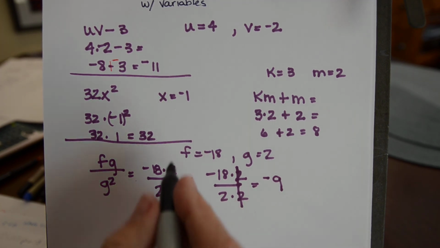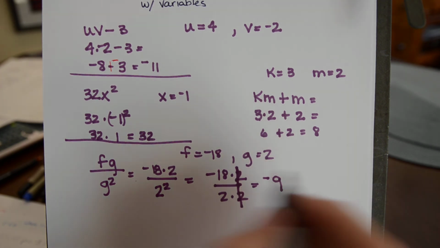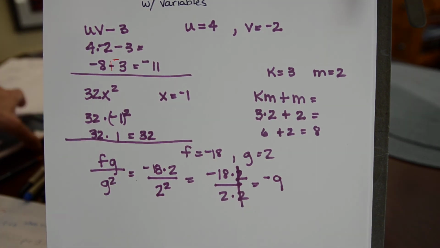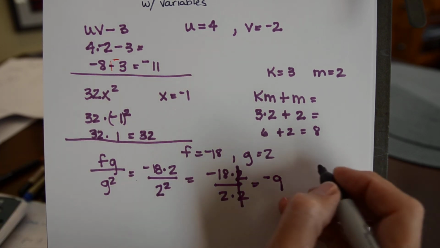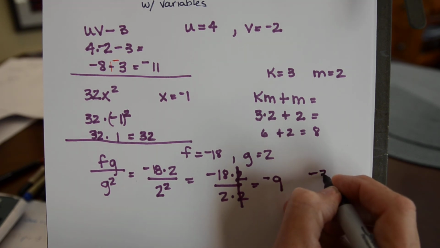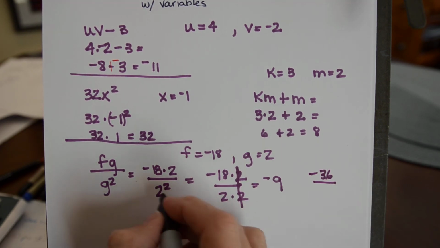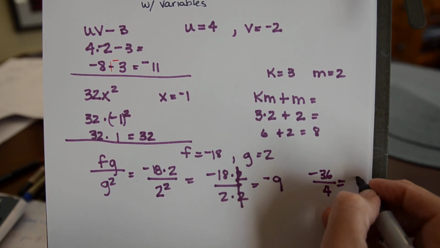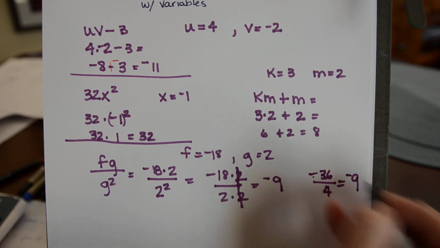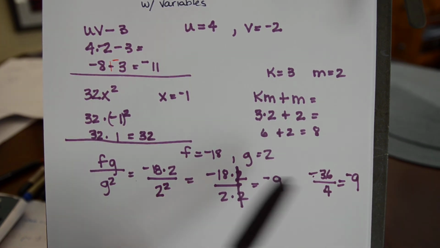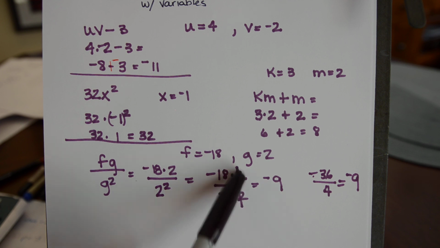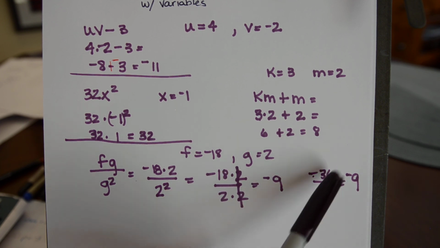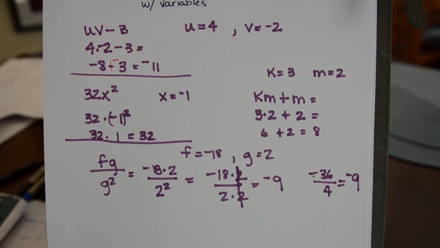And if I had done it the other way, I could have multiplied 2 times the 18. So 18 times 2 would have given me 36, but I would have had -36 over a +4. And 4 does go into 36 9 times, and it stays negative. So I would get the same thing. But this division first saved me from doing large multiplication that I then had to go back and divide.